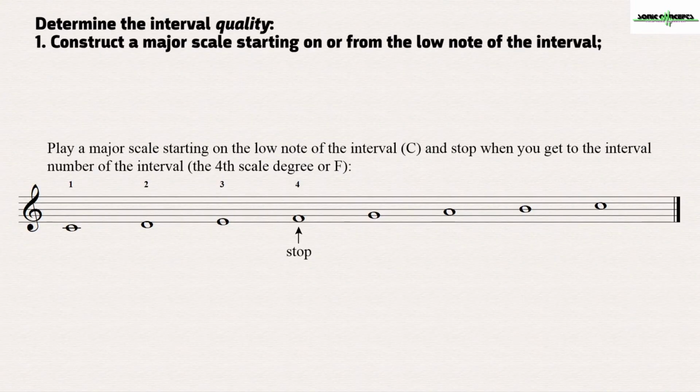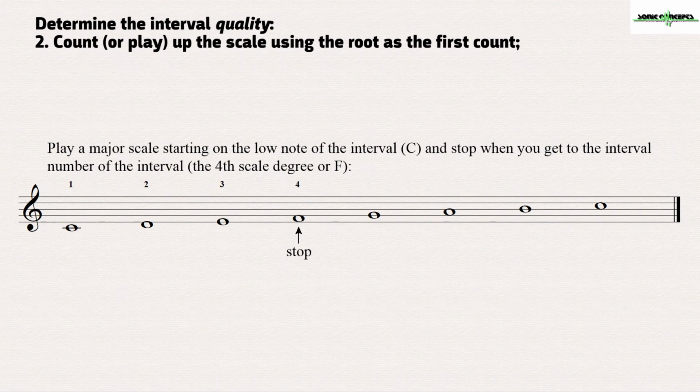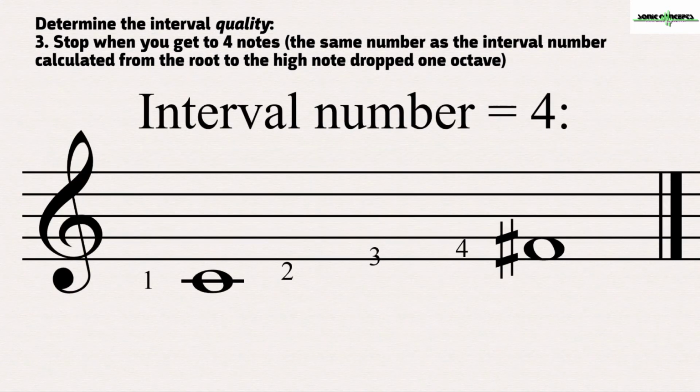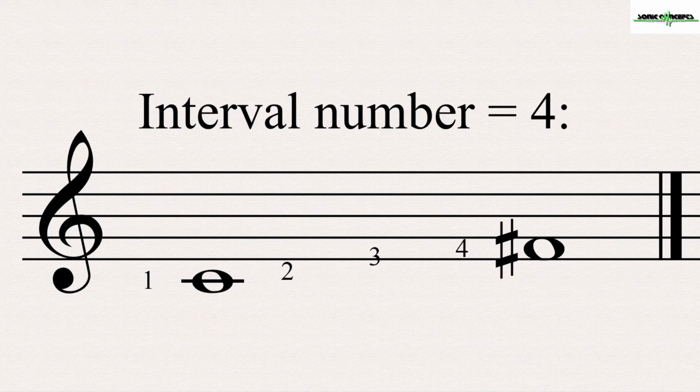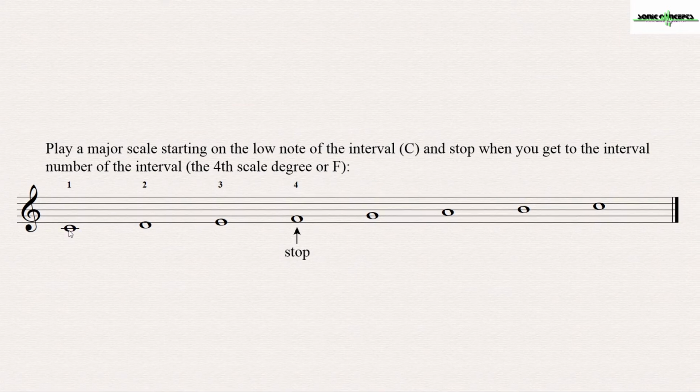Next, determine the interval quality by constructing a major scale starting on or from the low note of the interval as the root. Count or play up the scale using the root as the first count and stop when you get to 4 notes, the same number as the interval number calculated from the root to the high note dropped one octave. In this example, the low note is C, and so we will write a C major scale. Begin counting or playing by starting the count with the root and stop when we get to the 4th note. So here's C, and we just go up 4. 1, 2, 3, and 4.